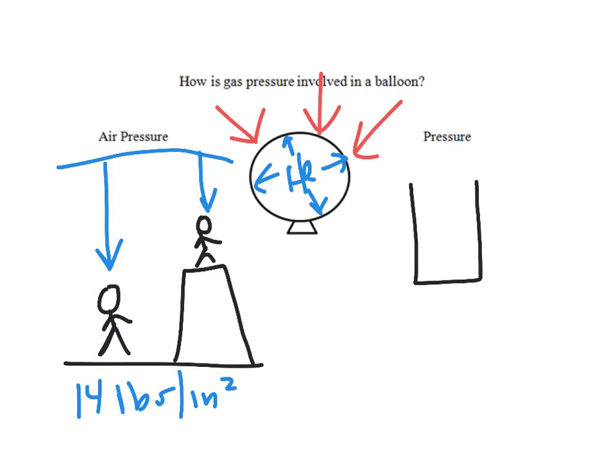If you had something like an oxygen tank at a hospital, there are steel containers, those are pushing out. There isn't really an air pressure pushing back in on that because it's a steel container. It's not a flexible container like a balloon. But anything that can give and take and move in and out like a balloon, we have to look at both pressures.